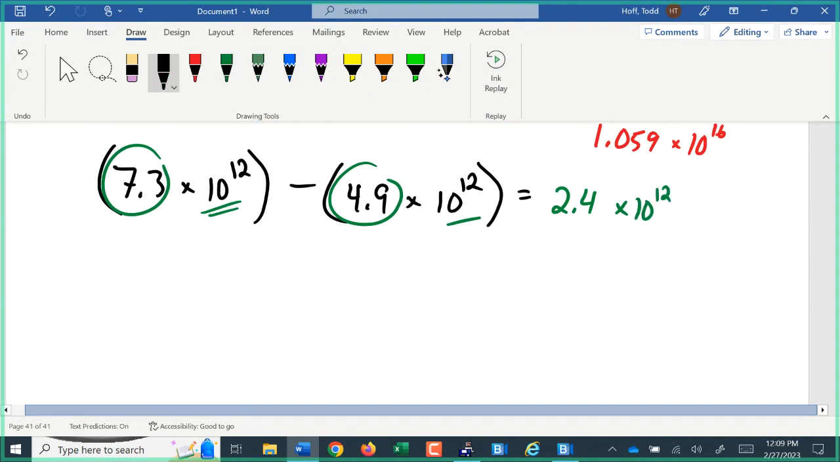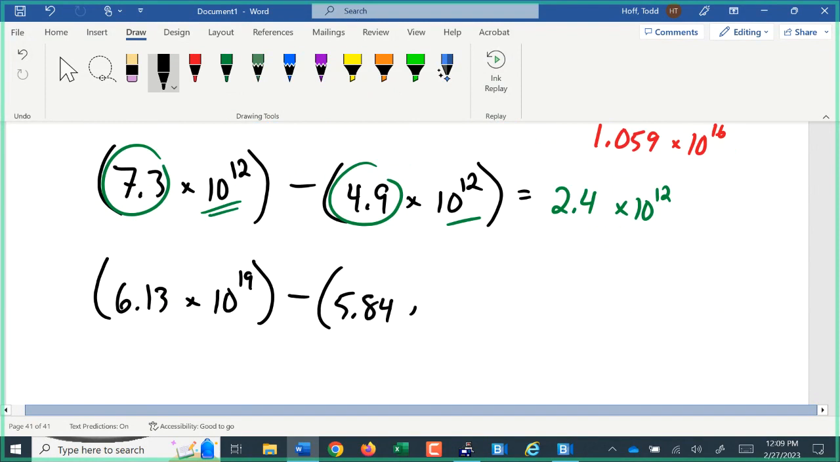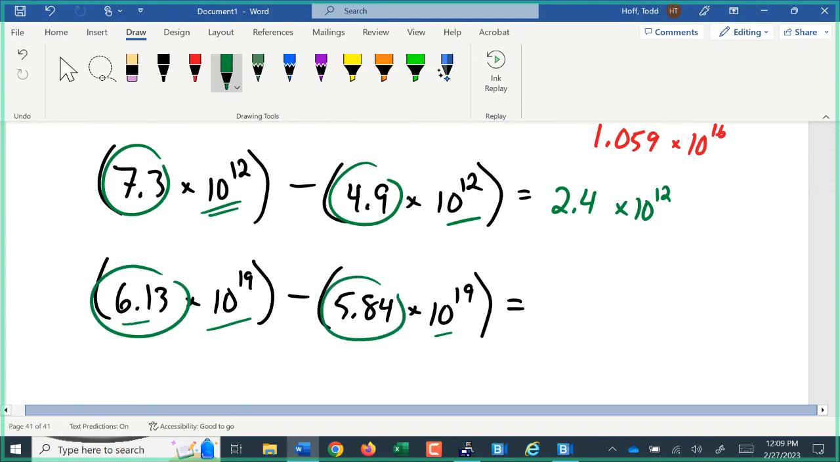Of course, we can run into the reverse of what we did with addition. We can have 6.13 times 10 to the 19th minus 5.84 times 10 to the 19th. So again, we have the same power of 10, so they have the same name. We can go ahead and combine them. So we're going to subtract the count. 6.13 minus 5.84. And what is that? 0.29, I should say. Times, we keep the same name of 10 to the 19th.